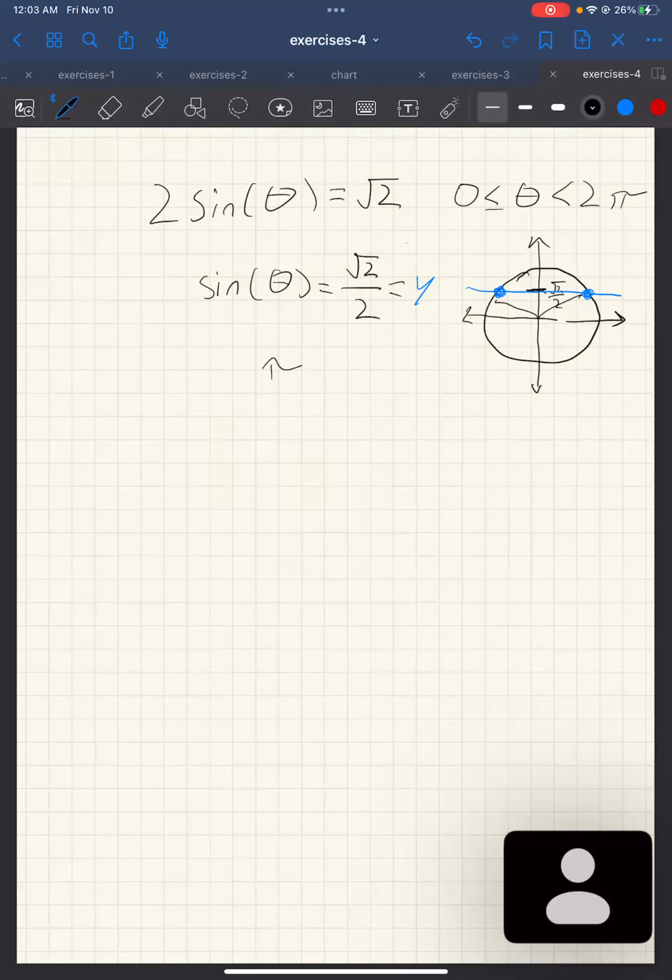Now the first one would be pi over 4, the one in the first quadrant, and the one in the second quadrant I believe is 3 pi over 4.